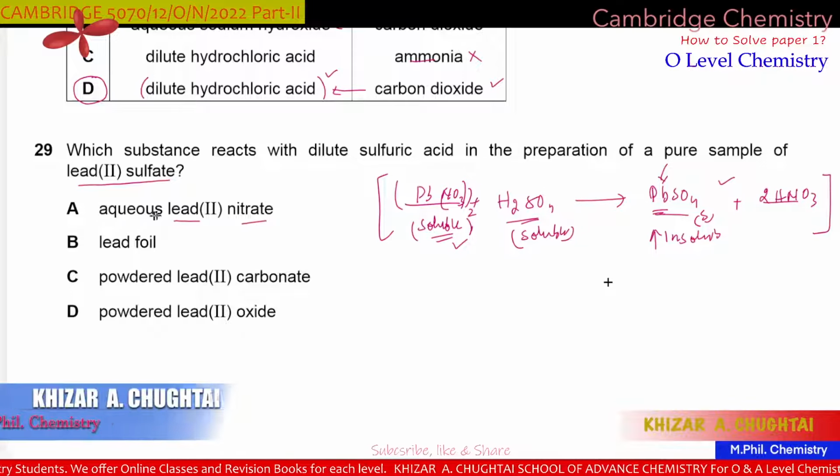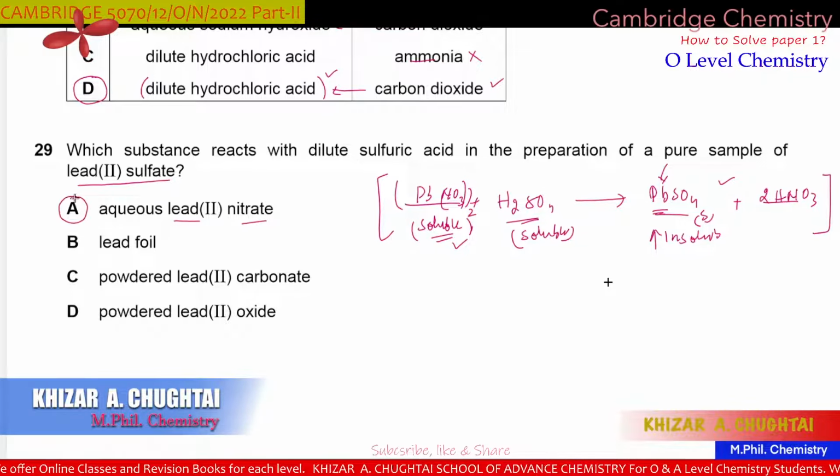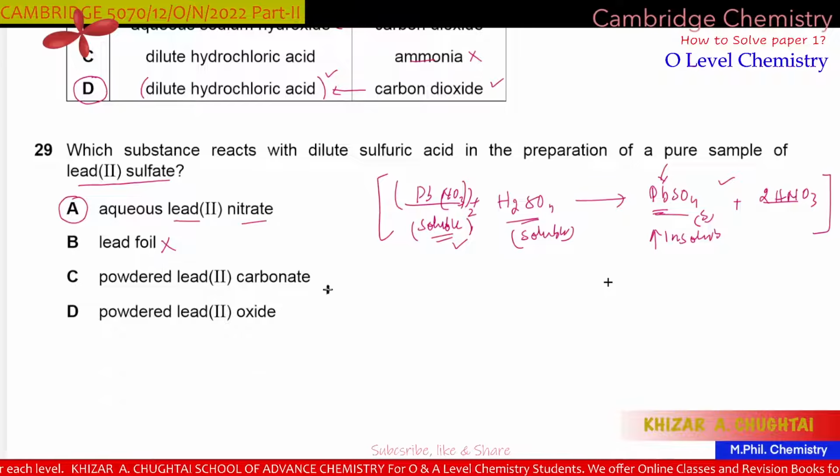So lead 2 nitrate is the correct option, and A is the correct option. Just lead cannot be used. Powdered lead 2 carbonate cannot be used because it's insoluble, it's a solid. Again, lead oxide is water insoluble. We need a soluble compound to react with the sulfuric acid to make an insoluble compound, lead sulfate. So the only soluble and appropriate species is lead 2 nitrate, and A is the correct option.